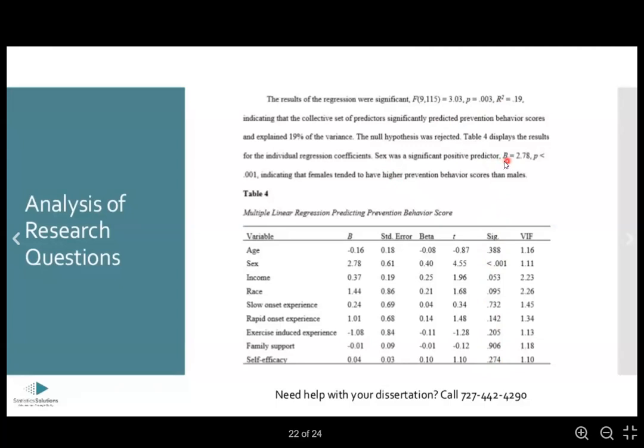So they have their parameter estimate and they have their p-value. And they're also providing just a basic statement on what this means in the real world. So what do these numbers mean? This means that females tended to have a higher prevention behavior score than the males.